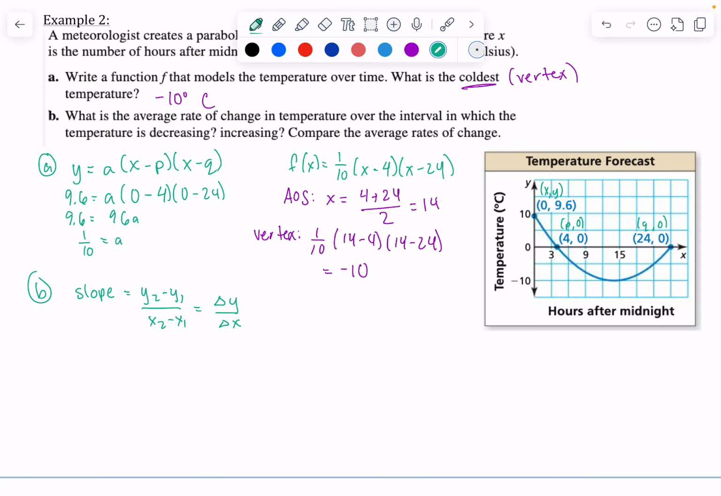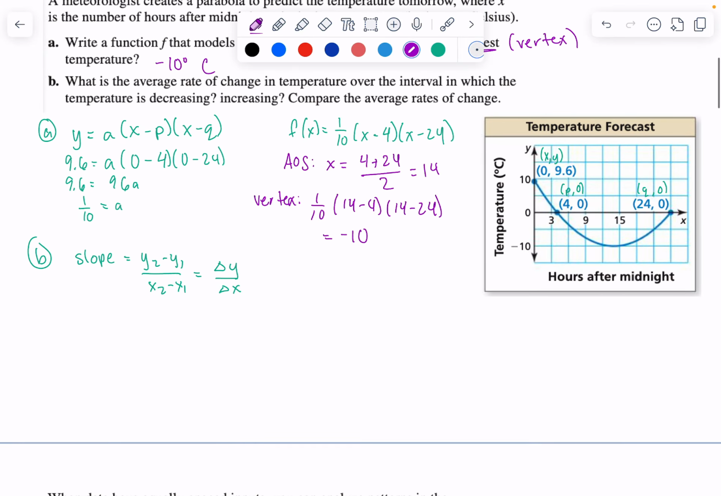And another way that you could think about it, which is oftentimes how you're going to see it represented in higher level classes, is f of x2 minus f of x1 over x2 minus x1. And remember, f of x is just another way of saying y. So this and this are basically saying the same thing. Not basically, they are saying the same thing. Okay, so what is the average rate of change in temperature over the interval in which the temperature is decreasing?